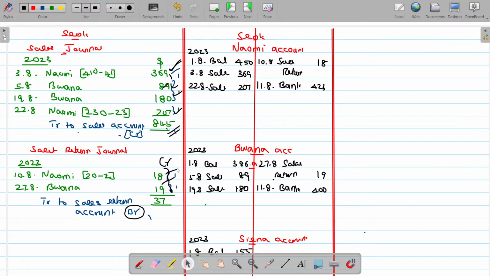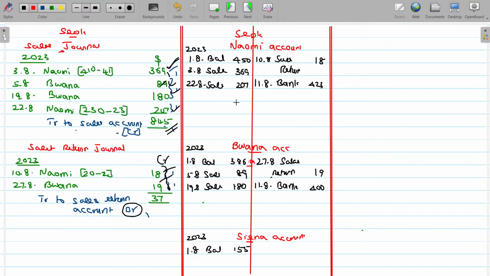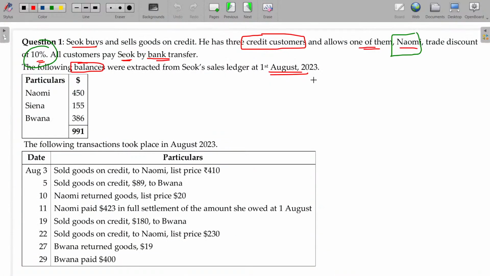In your examination, you need to answer only for Naomi, not for Buona and Sienna. So I may open all the parallel accounts for your better understanding. Now you can tally and find out the balance, either recoverable or payable. It's actually debtor, so the recoverable balance will be in the debit side. So the total being 1026 and 1026, and here 18, and there is a discount allowed.